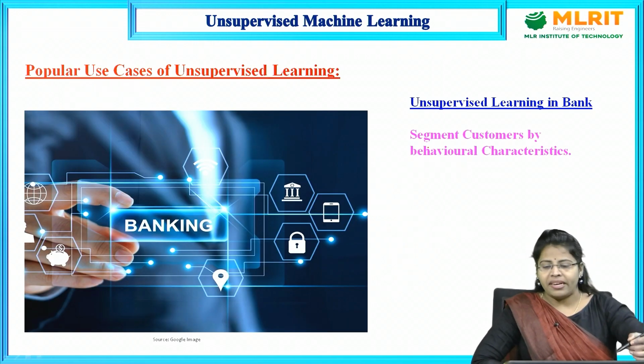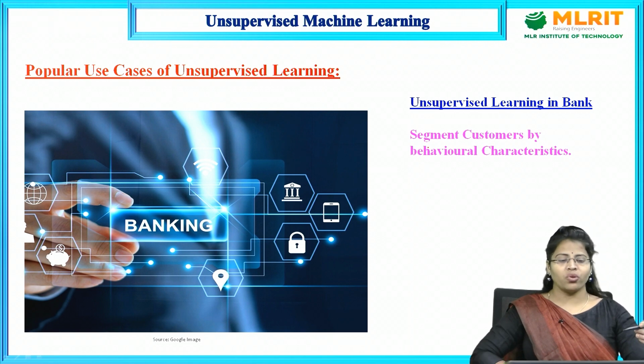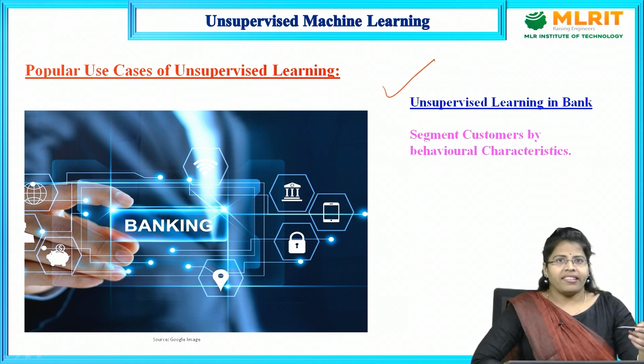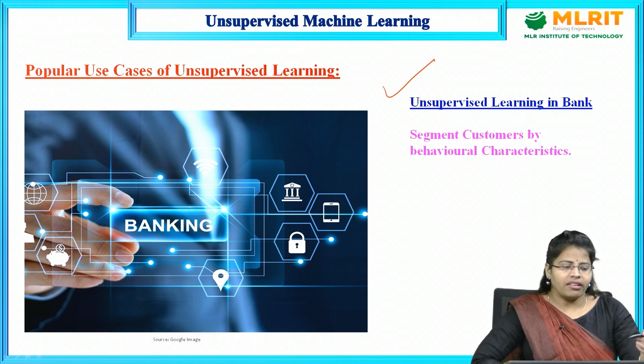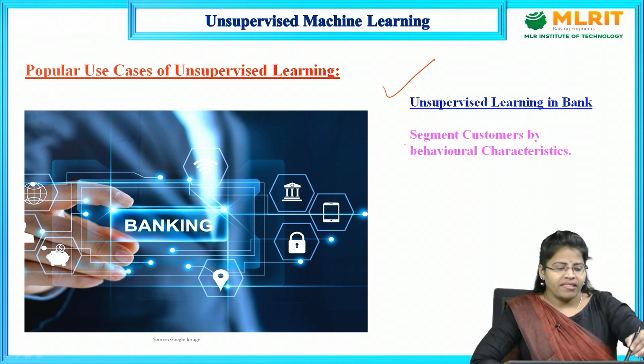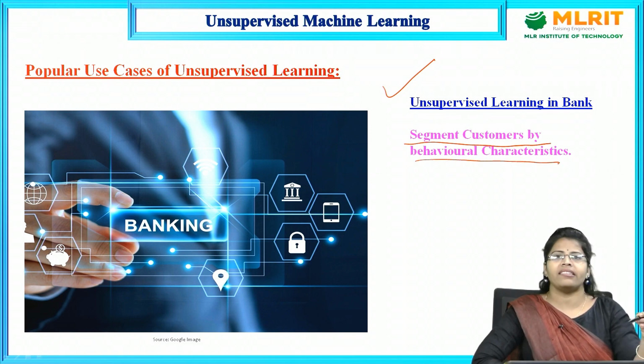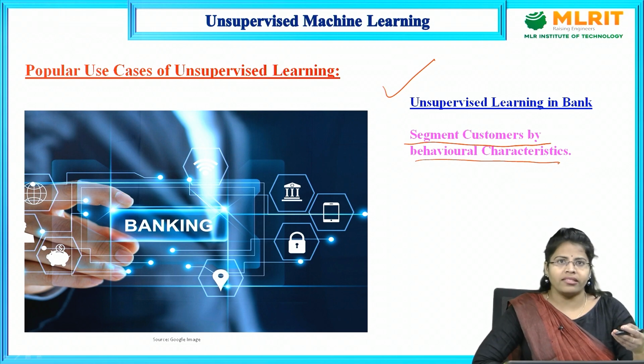Next, let me discuss some of the popular use cases of unsupervised machine learning in the banking sector. In the banking sector, unsupervised machine learning is used to segment customers by behavioral characteristics, by surveying the prospects and the customers that are going to act based on the previous data.